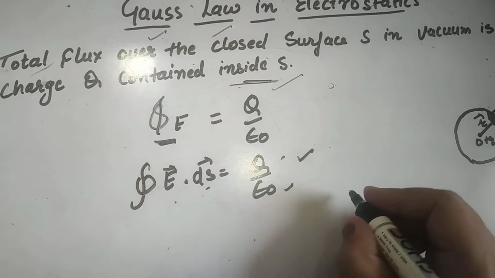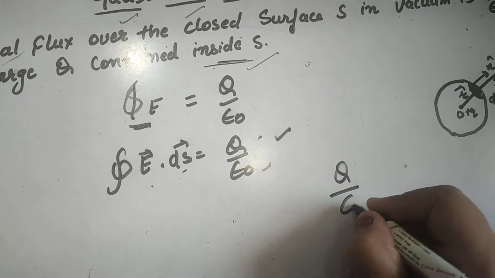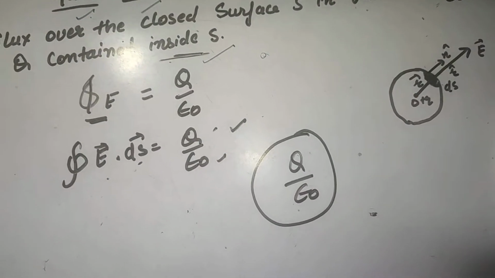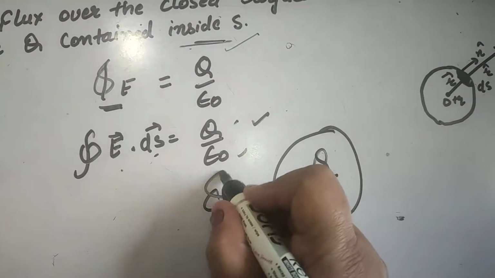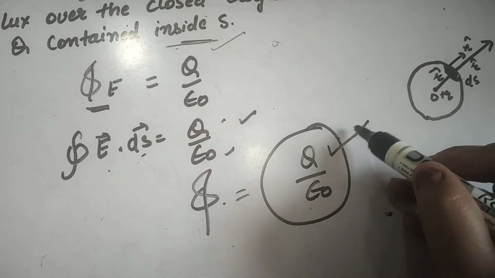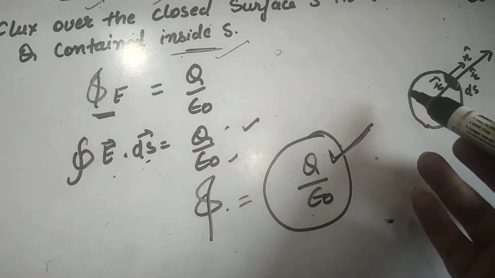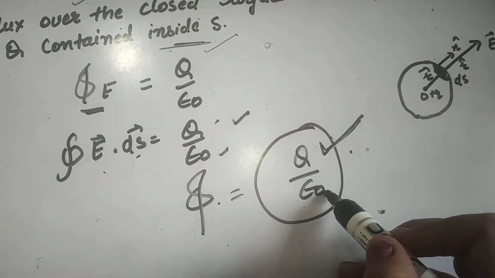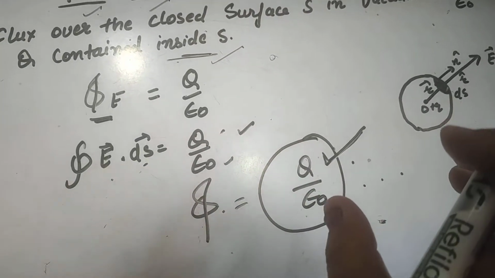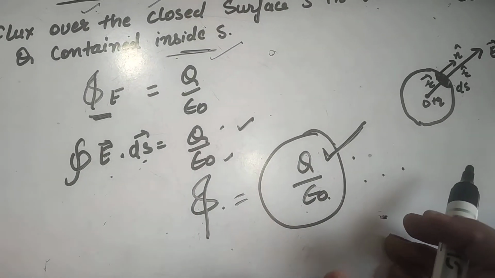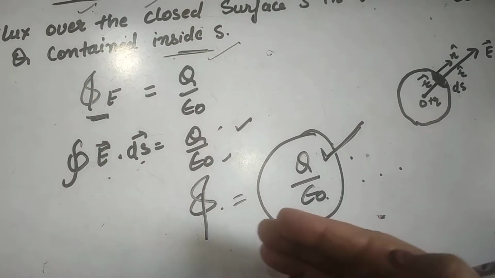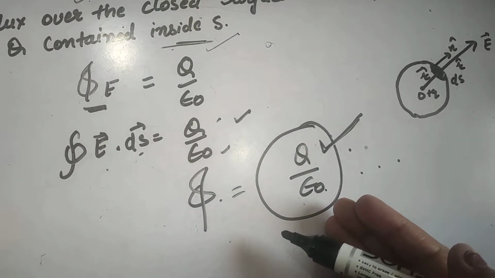Now what does this signify? Q upon epsilon naught. It means the flux passing through a closed surface is given by the total charge contained inside that surface per unit permittivity of free space. It means that the surface allows the electric field intensities, meaning how many field lines can pass through that surface.